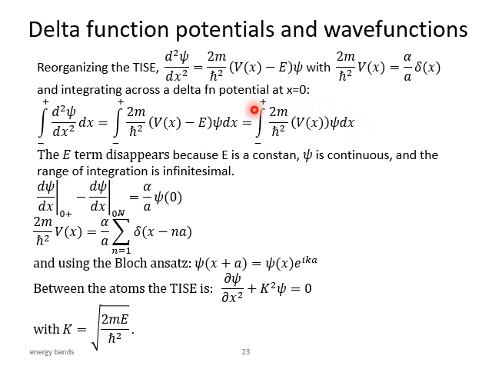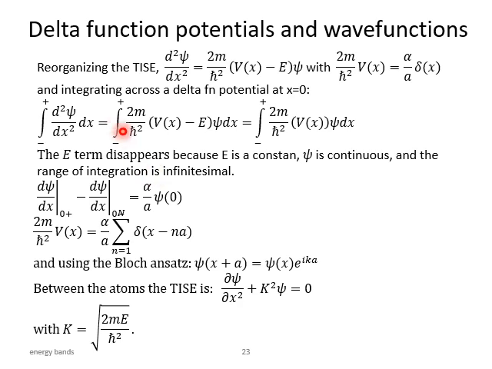And when I do that integral over the delta function from just below 0 to just more than 0, the property of the delta function is that the integral over the delta function is 1 times anything else that happens to be in there. So the integral over the delta function, because of the potential that I've got there, is alpha over a times the wave function at 0. So that's the right-hand side of the integral.